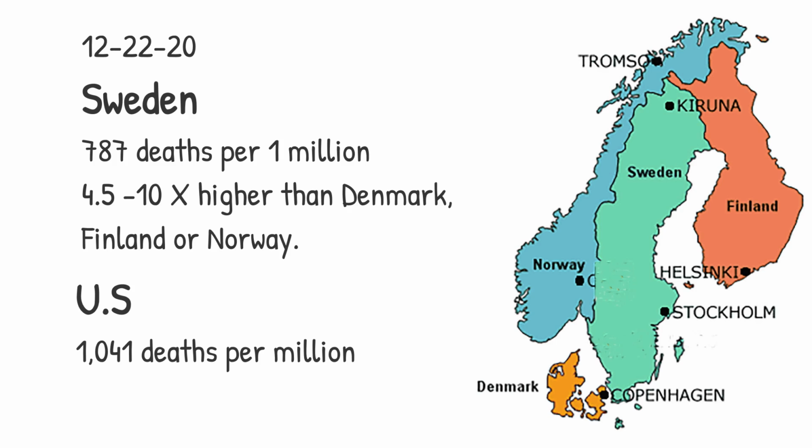As of December 22nd, Sweden has experienced 787 deaths per million of population, which is 4.5 to 10-fold higher than in its Scandinavian neighbors, Denmark, Finland, and Norway. To put this in perspective, the U.S. is doing even worse. We have 1,041 deaths per million.